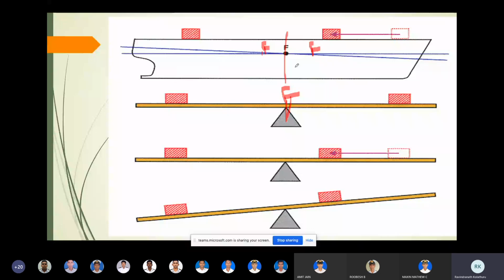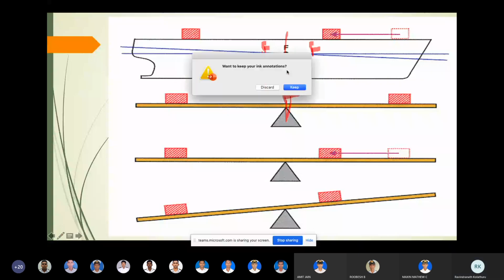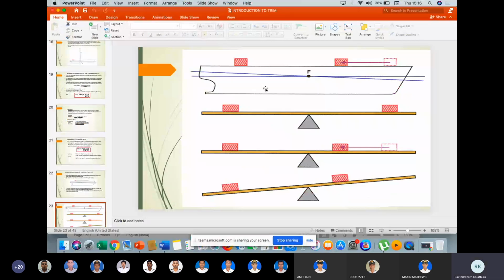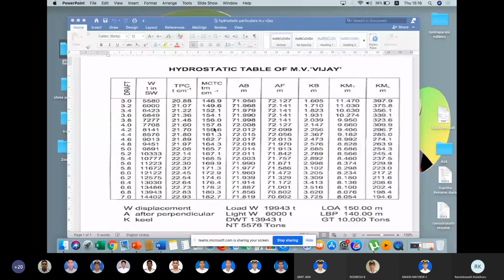Now LCF values can also be obtained from the hydrostatic tables. You see here, this is a hydrostatic table where AF is actually the LCF. Why is it named AF in the table? If you remember, I already told you, all stability data displayed in the hydrostatic tables is with reference to the aft perpendicular. It means the distance from the aft perpendicular to the center of flotation. So that distance only. Now you can see here LCF values keep changing with the drafts. For various drafts, the LCF value changes.